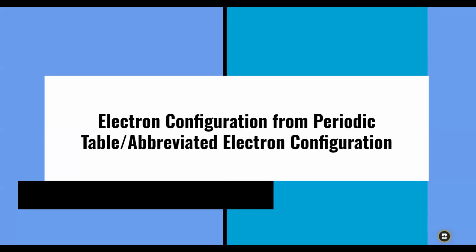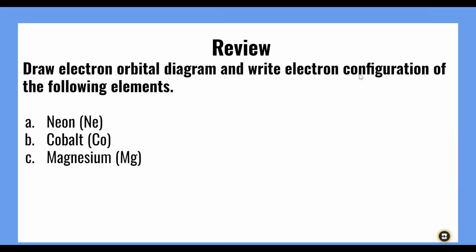You must understand electron orbital diagram before you'll be able to understand this electron configuration from the periodic table. If you do not understand that, this is a waste of time. So I'll encourage you to go back and watch that video on electron orbital diagram. So let's look at the review. It said draw electron orbital diagram and write electron configuration of the following elements. Okay, this was the last video.